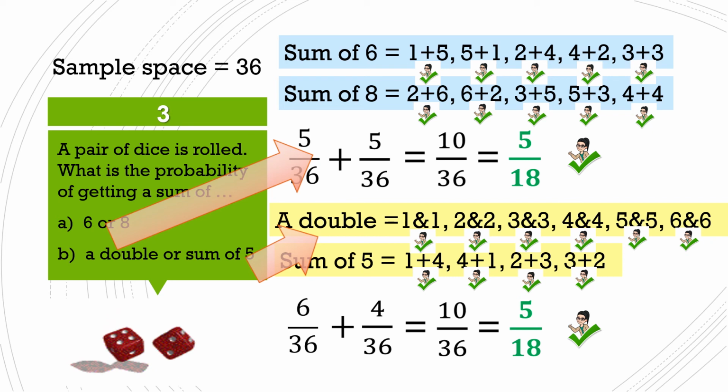That's all about the different examples involving probability of mutually exclusive events. Next time, we're going to have probability of not mutually exclusive events.